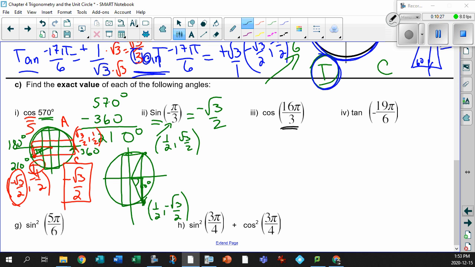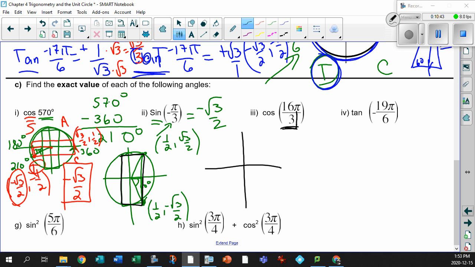Okay, 16 pi over 3. So we're based on pi over 3s now, okay? Not pi over 6s or pi over 4s. Recognize that pi over 3s are going to be these guys, right? So let's go. Let's do it, okay? So 16 pi over 3, where the heck is that?